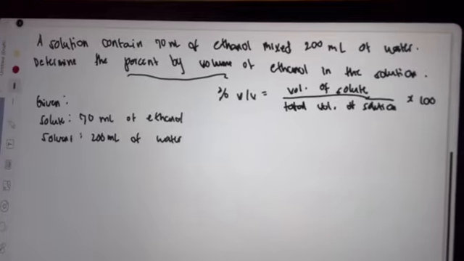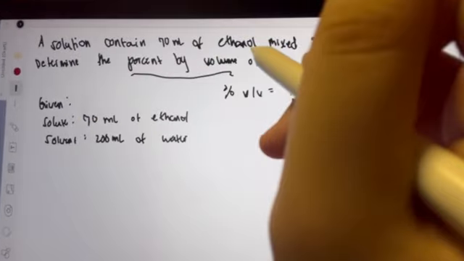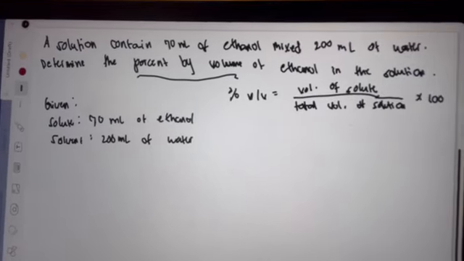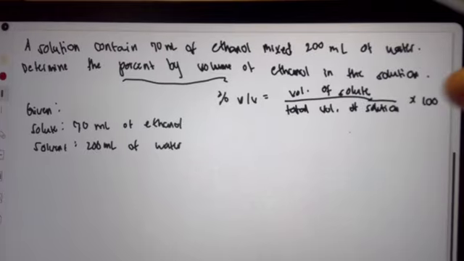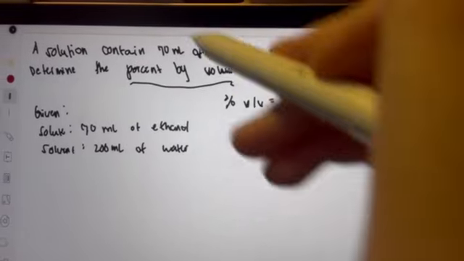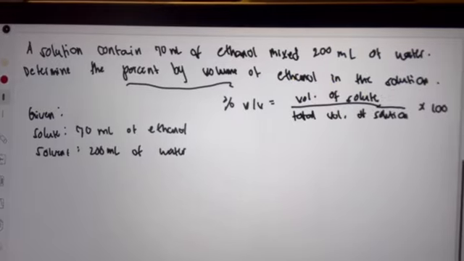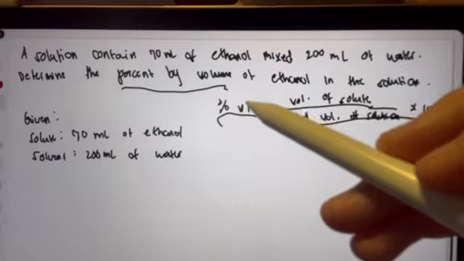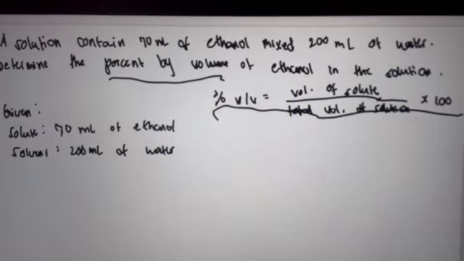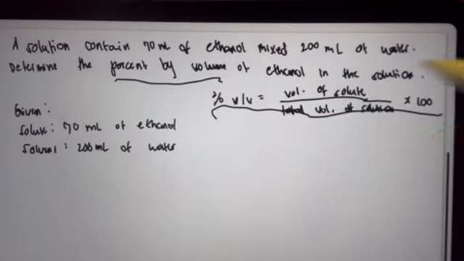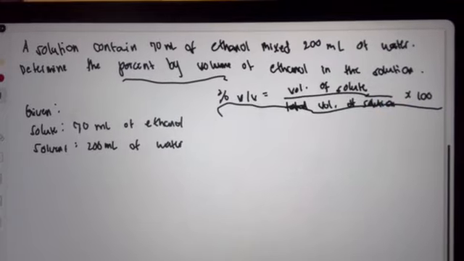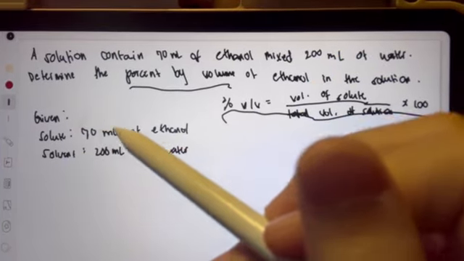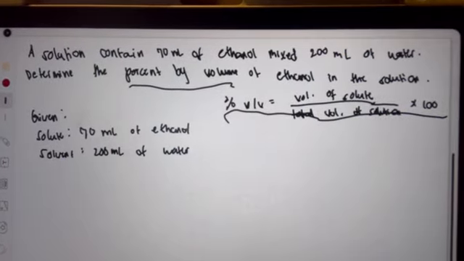The next solution that we will be solving is the percent by volume. So we have here an example. A solution contains 70 ml of ethanol mixed with 200 ml of water. Determine the percent by volume of ethanol in the solution. So we have here the formula. Percent by volume is equal to volume of solute over total volume of the solution times 100.